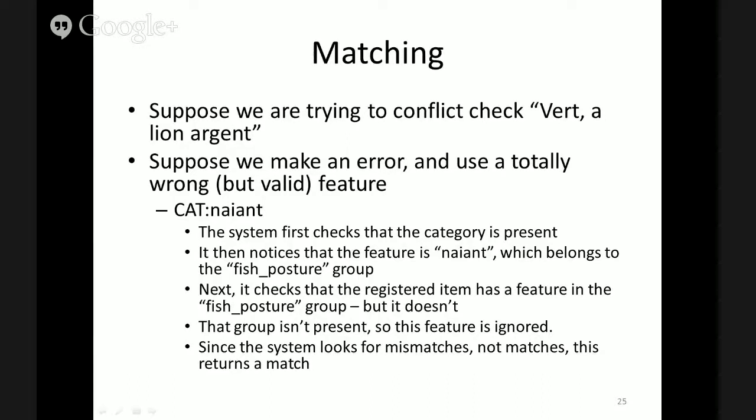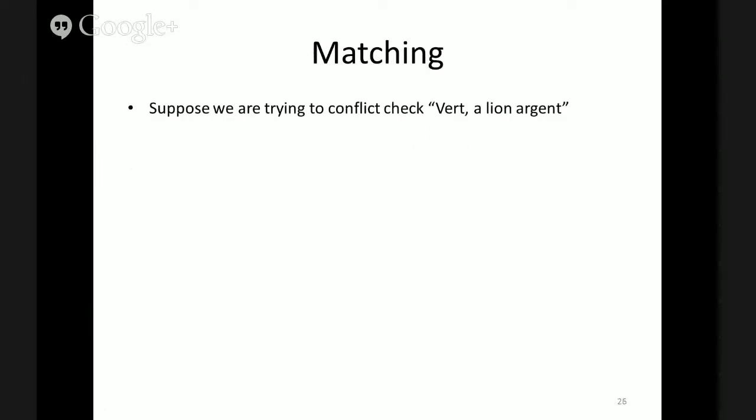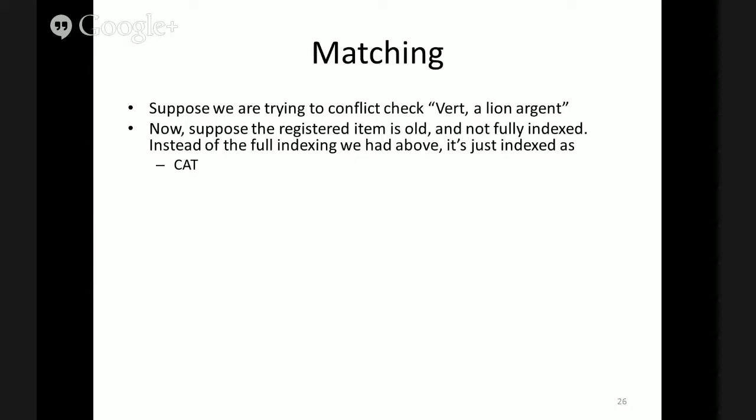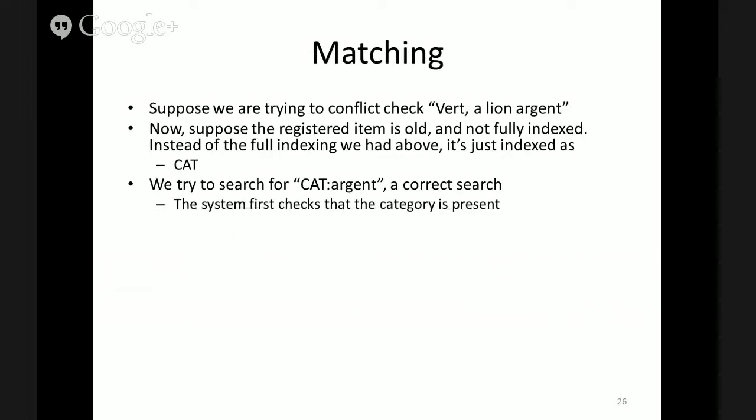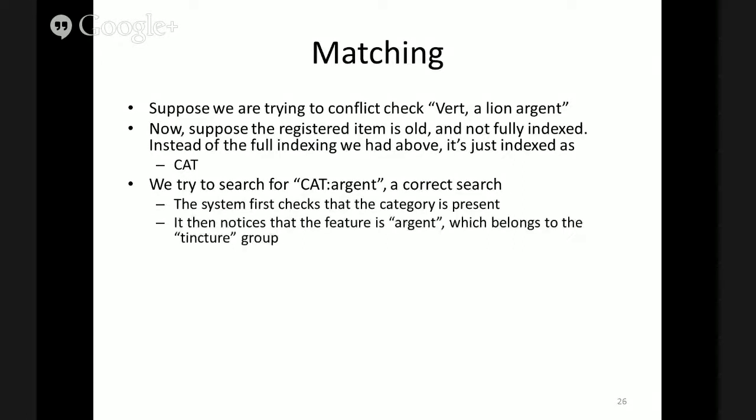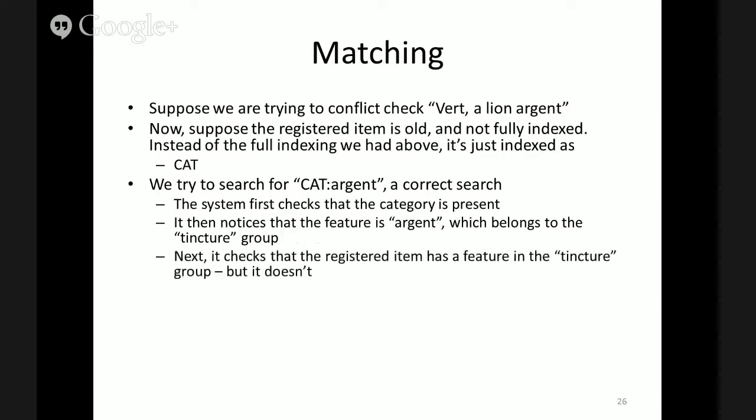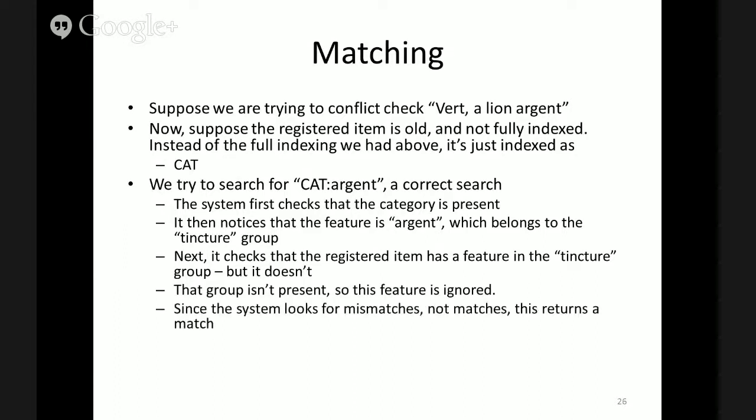Yep. All right. Now, we're still on our vertiline argent, but here's a problem. That old item, that Ghoul's lion ore, is really old. It's not fully indexed. Instead, it's just indexed as cat. No one ever filled in the features. All that's in this database is the category. So what happens next? We try to search cat argent, which is a correct search, right? It checks if the category is present. It is. It notices that argent is in the tincture group. It checks if the registered item has a feature in the tincture group. It doesn't, because there's no features at all. That group isn't present, so this feature is ignored, and we get a match.